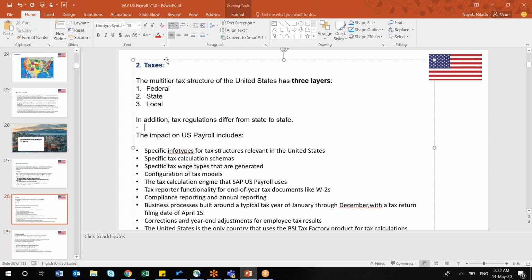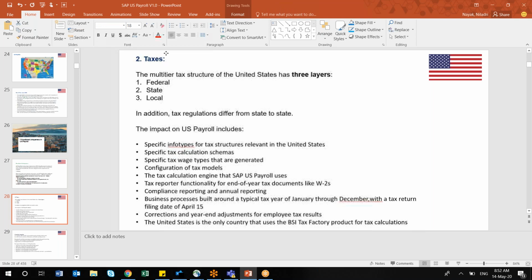Then the next, interesting part is the tax. The US follows a multi-tier tax structure. It has three layers of tax structure: federal, state, and local. And the tax regulations also differ from one state to another. I have seen friends who are working and staying in one state having different regulations.